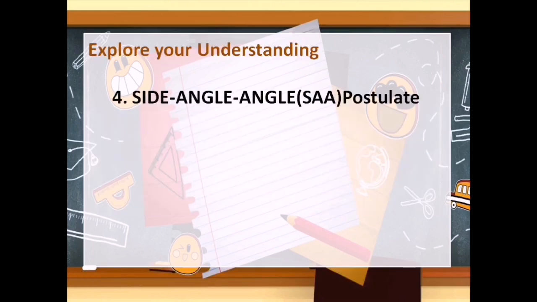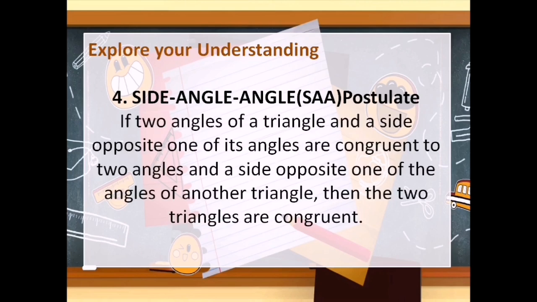And last but not the least, we have the side angle angle, or SAA, postulate. If two angles of a triangle and a side opposite one of its angles are congruent to two angles and a side opposite one of the angles of another triangle, then the two triangles are congruent.